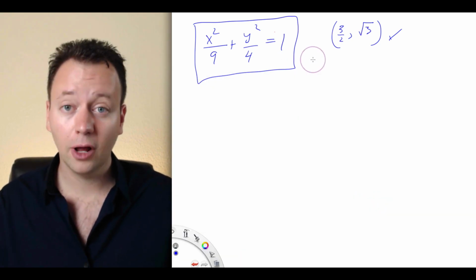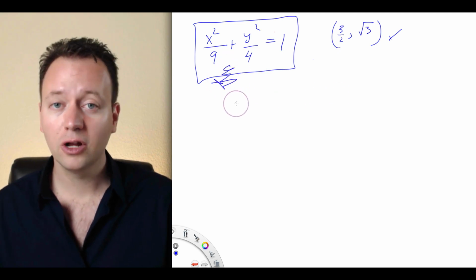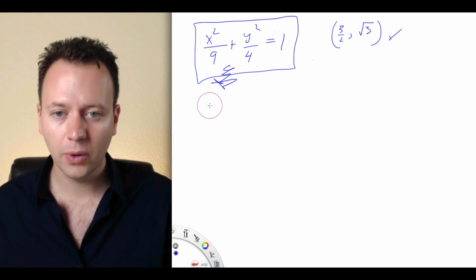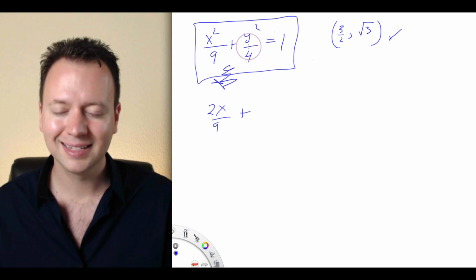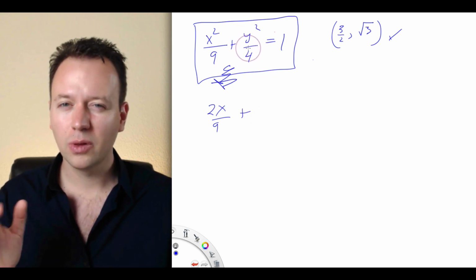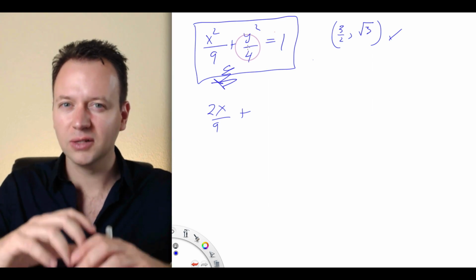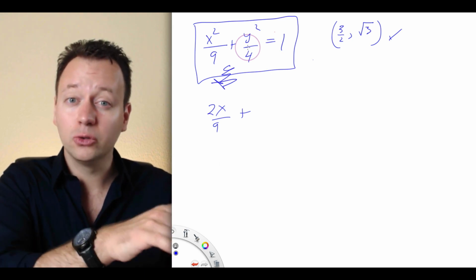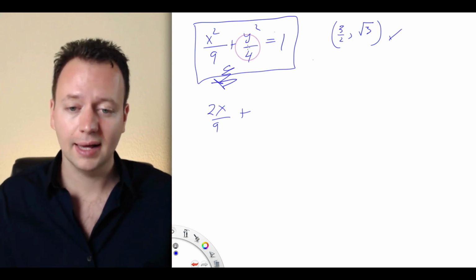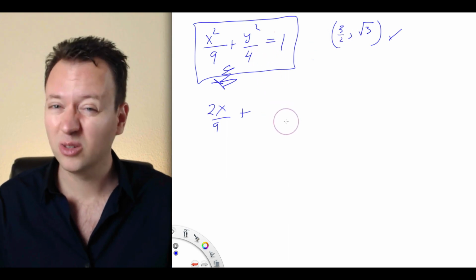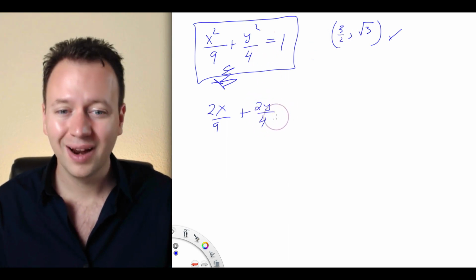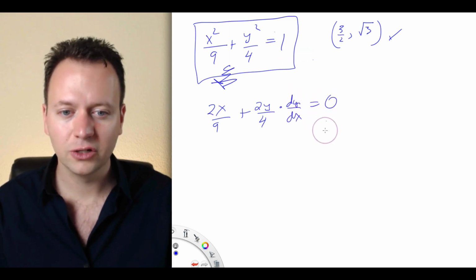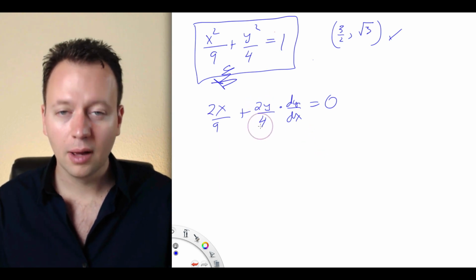So the next step is to differentiate implicitly. So differentiating with respect to x, well, the first term only involves an x, so it's simple. X squared becomes 2x, so 2x over 9 plus. Next term involves y. So we think of y as a secret function of x. So think of this as y of x squared. So it's 2y of x to the 1 times the derivative of the inside, so times dy dx. So in other words, we differentiate with respect to y, 2y over 4, and then multiply by the derivative of y with respect to x. And the derivative of 1 is just 0.